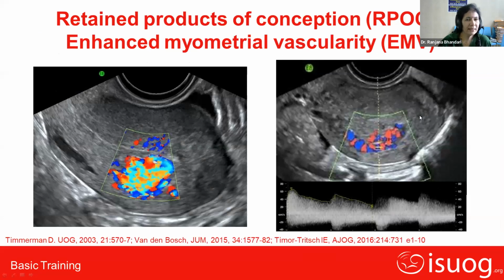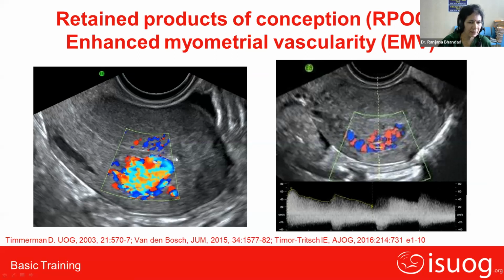Now we will read the retained products of conception. This we had studied last class also. So as we know, these are the arcuate vessels just near the serosa, and these are the radial vessels. This is a common case. This is a normal myometrium with radial artery vasculature.